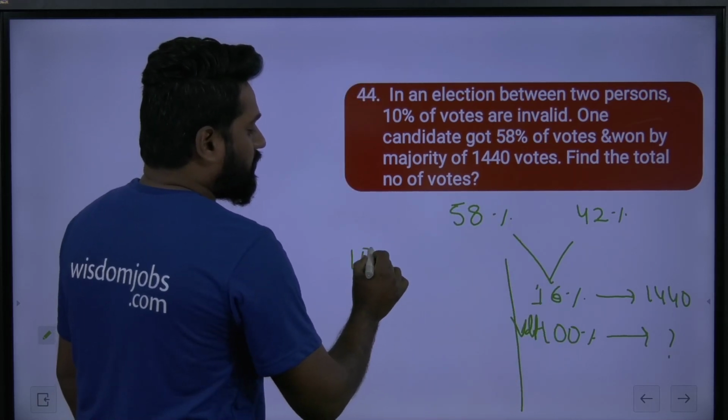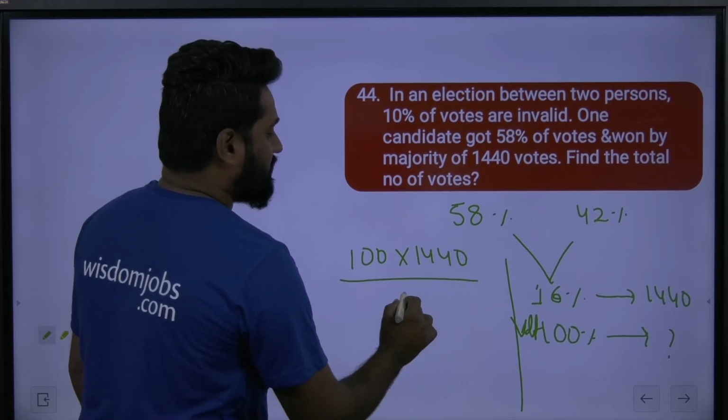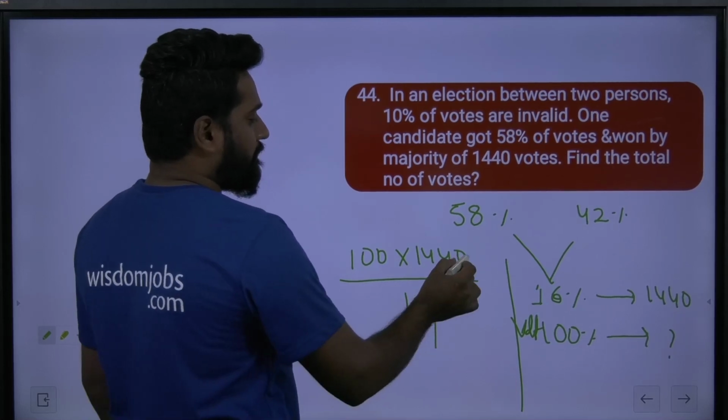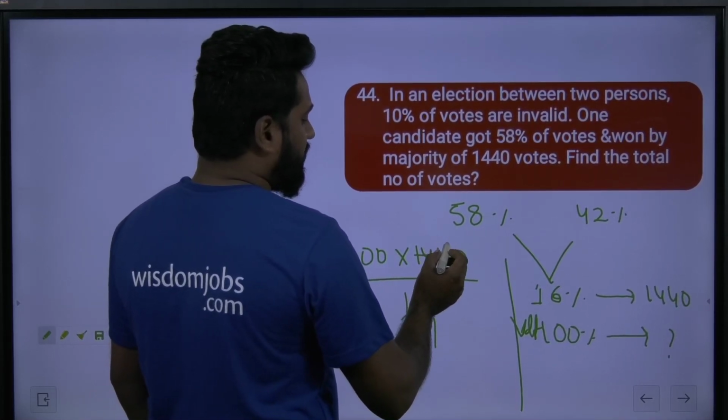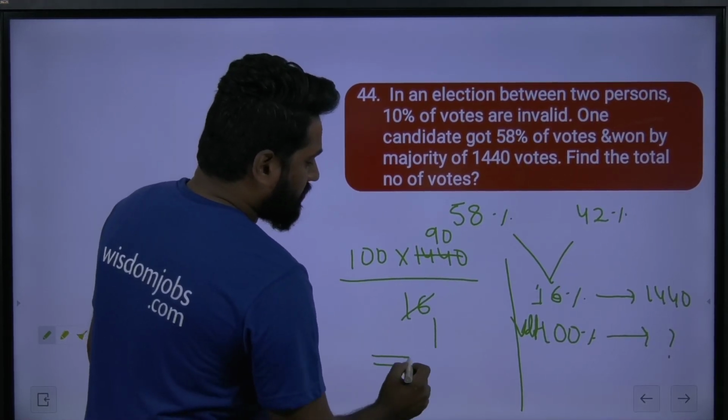So 100 into 1440 divided by 16. So it becomes how much? 16 100, 16 8 9, that is 90. So 9000 votes.